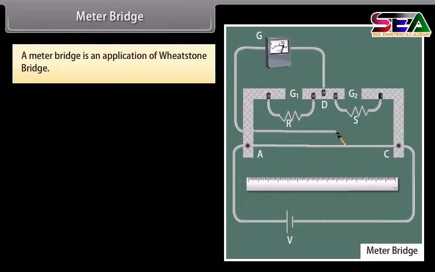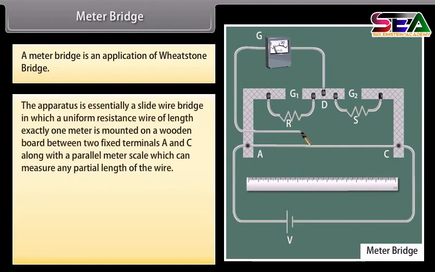Meterbridge. A Meterbridge is an application of Wheatstone Bridge. The apparatus is essentially a slide wire bridge in which a uniform resistance wire of length exactly 1 meter is mounted on a wooden board between 2 fixed terminals A and C, along with a parallel meter scale which can measure any partial length of the wire.